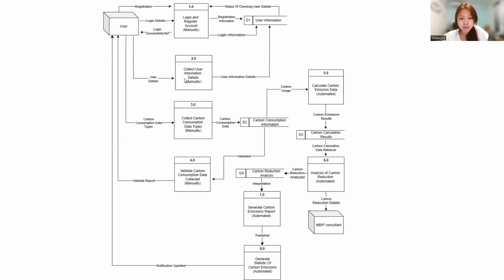In process 7, a carbon emission report will be generated and published to show the status of carbon emission, and lastly, the notification will be updated to the user. And then in process 6, the carbon reduction analysis information will be sent to the MBIP consultant.